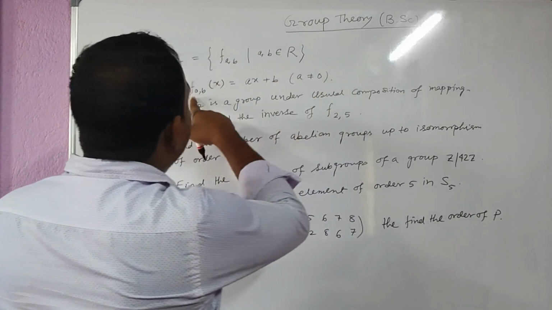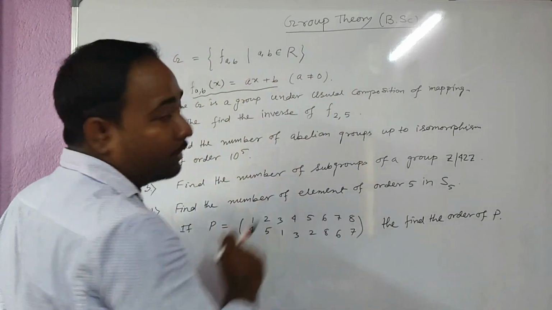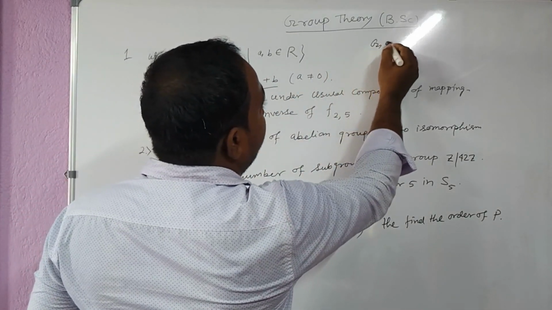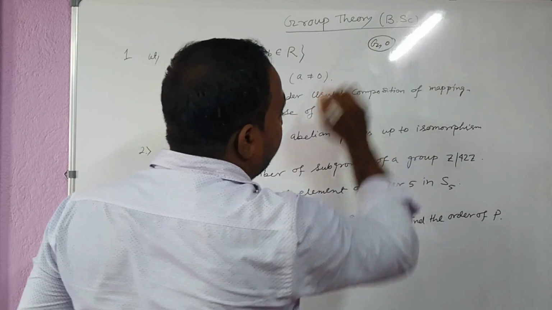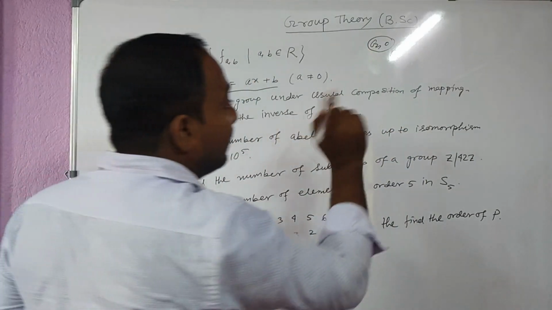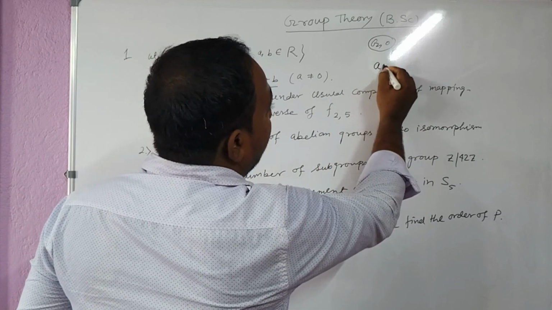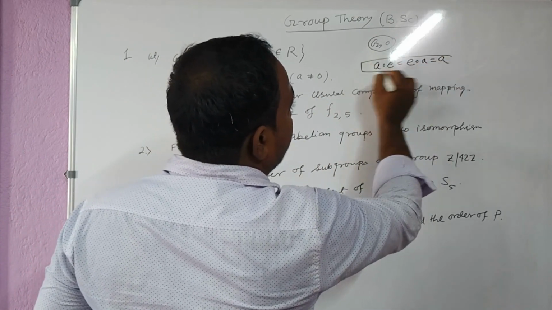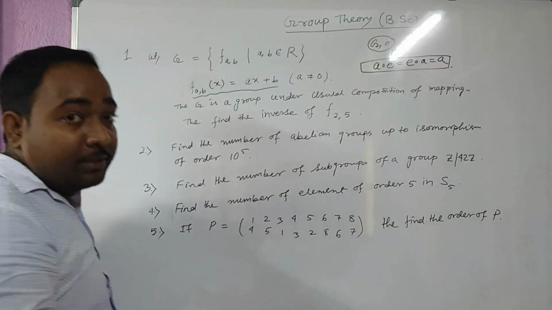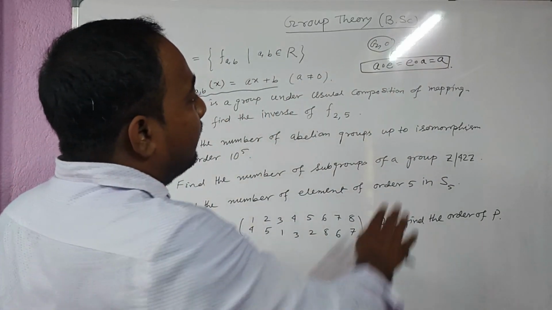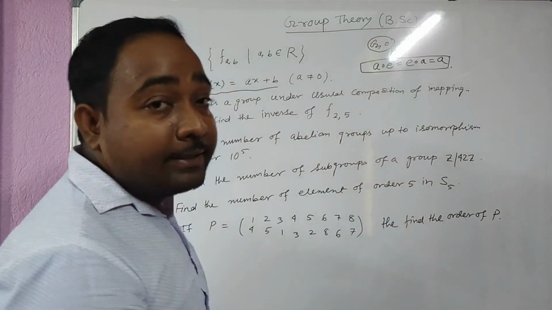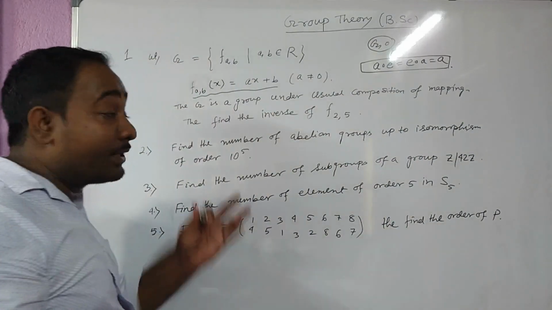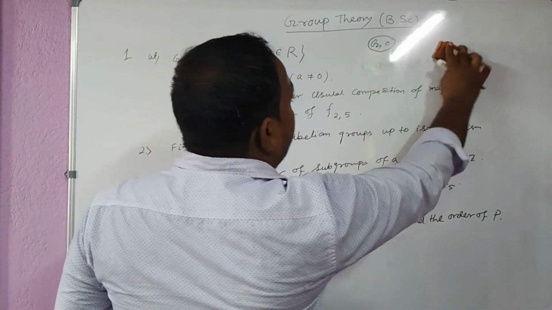Look at the definition of the function. We all know that for a group G with composition, an element e is called the identity element if a composition e equals e composition a equals a. If this holds for all a belonging to G, then e is called its identity element. Using this concept, we try to find its identity element first of all.